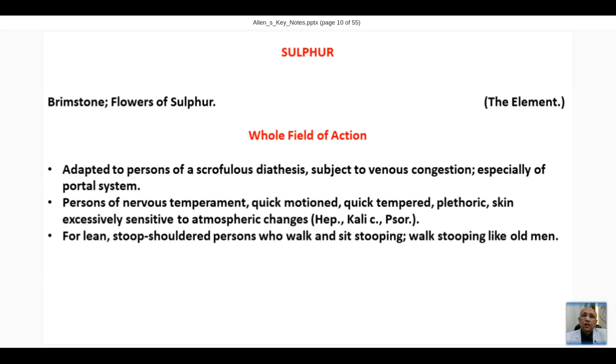See, the second part of it, subject to venous congestions. Where veins get involved, venous congestion, there is a lot of flow through the veins. Veins are again a drainage system through which the deoxygenated blood and material is taken away. And lastly, especially of the portal system, the portal venous system, again a draining system from your abdomen. See, this is too important to understand. My dear friends, it has been said every time that after acute inflammation, acute disease, you must give sulfur as an antipsoric.